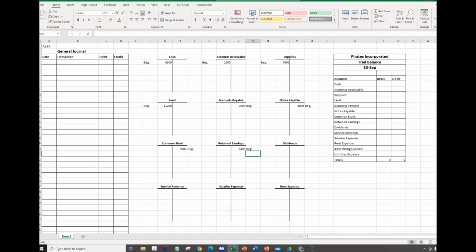Okay, now I have all my beginning balances in. That way I know I'm not going to forget them. Now I'll move to the transactions, the monthly transactions.